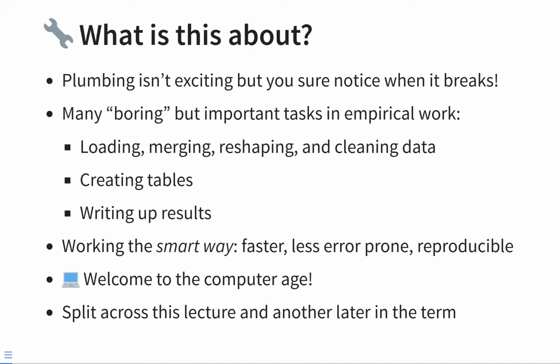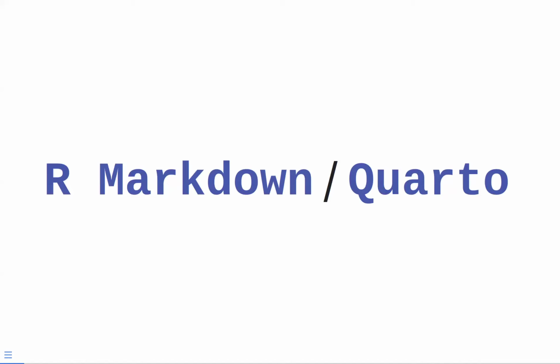The goal of this lecture, and the one that's going to follow on from it later in the term, is to show you some ways of working smarter rather than harder, so you can be faster, less error-prone, and more reproducible. Computers have been around for a long time, but famously they haven't shown up in the productivity statistics. My view is that there are massive unexploited productivity gains at the individual level, and I would like to help you reap them. So this lecture is going to be divided into a number of parts.